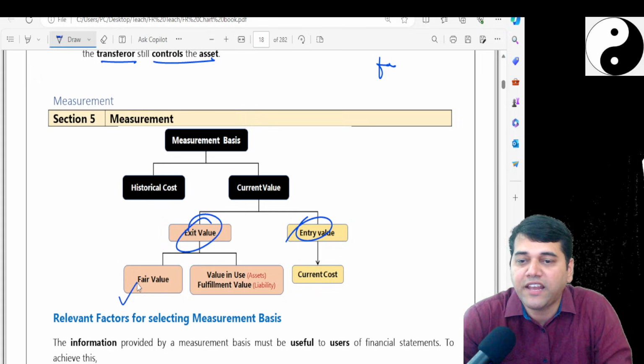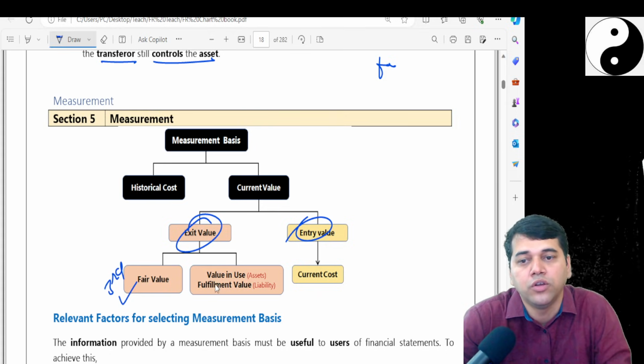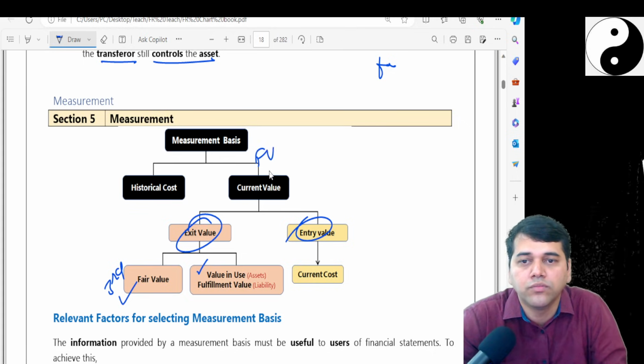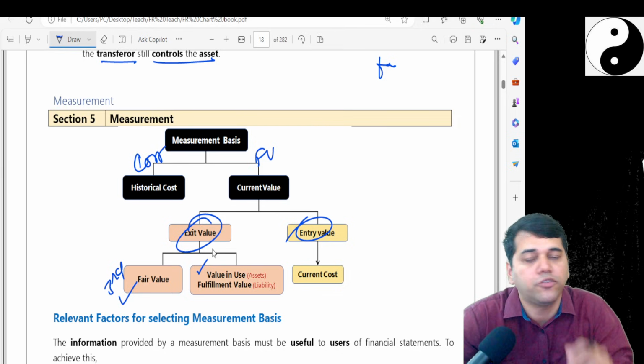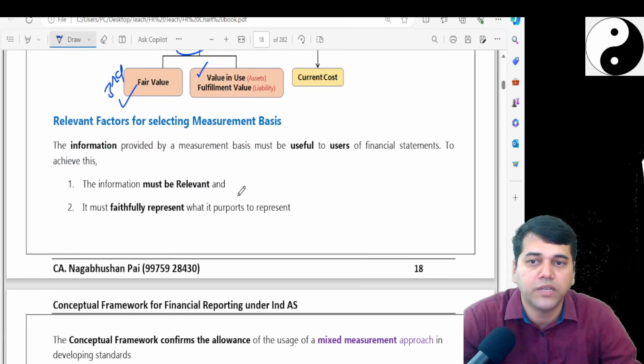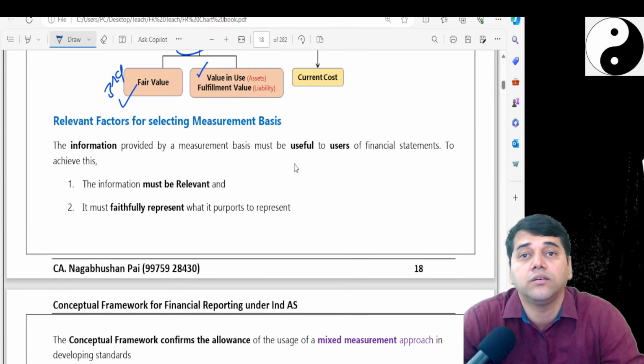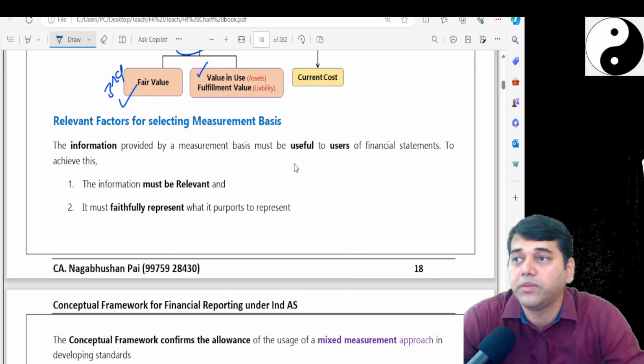That means it can be a fair value which the third party is going to give you, or it can be a value in use which is the present value of the future cash flows, or fulfillment value for the liability. Entry value means current cost. That means if you want to exit this and replace it, it's called a replacement. So you can measure any asset at a fair value or cost, and the fair value can come from different sources. So what are the factors you have to keep in mind while selecting the measurement basis? Should I take cost or should I go with the fair value? On what basis should you choose?